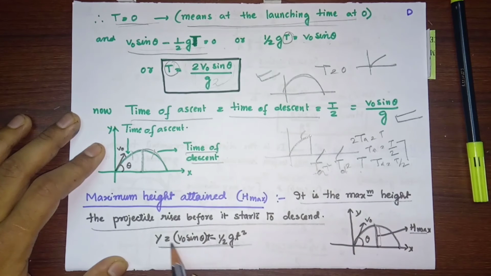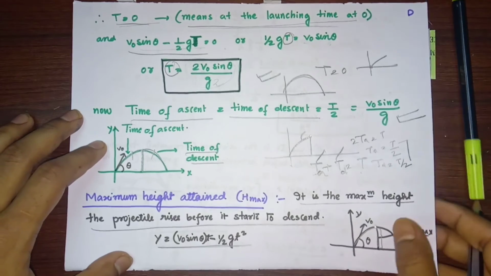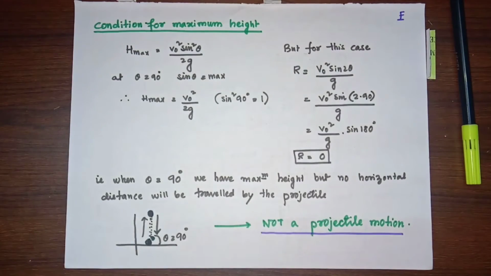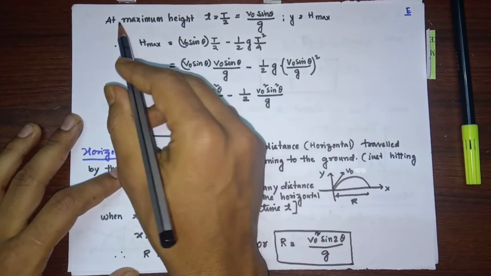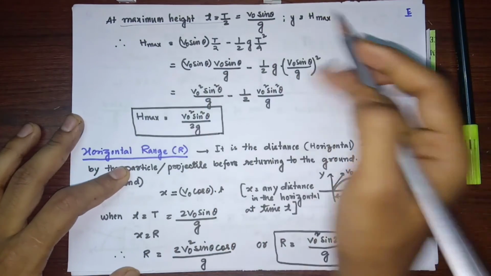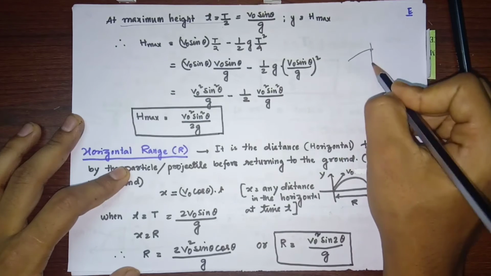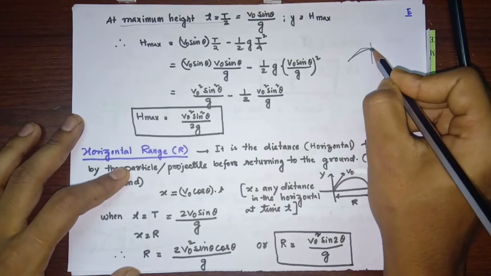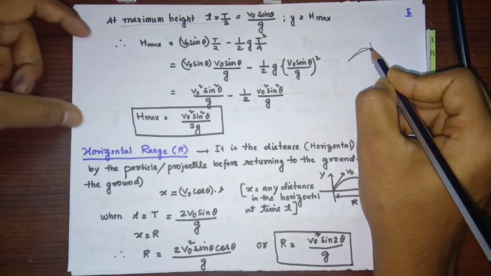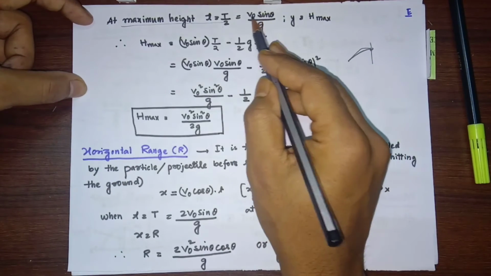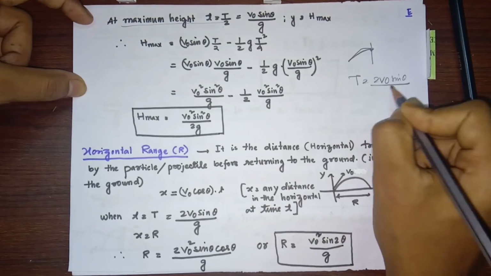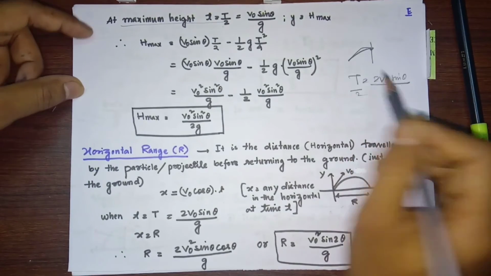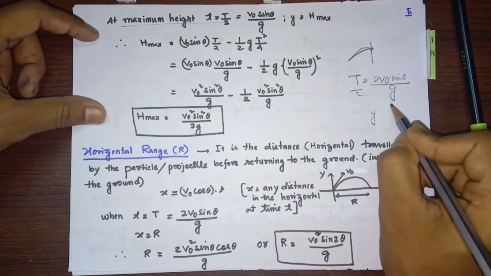Okay, now writing the same equation, y is equal to v naught sin theta into t minus half g t square, as we wrote it on the previous page. So we know that at maximum height t is equal to T by 2, it will be half the total time of flight. T is twice v naught sin theta by g, so T by 2 is v naught sin theta by g.